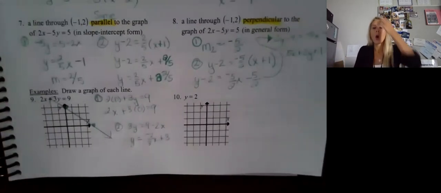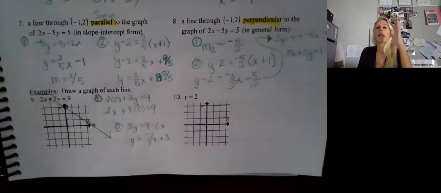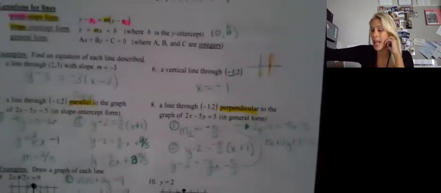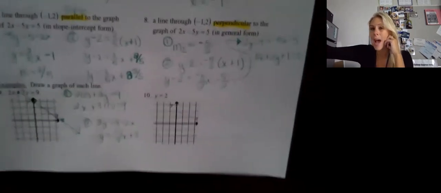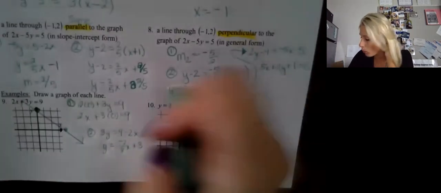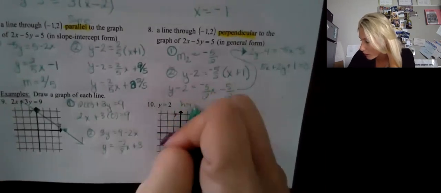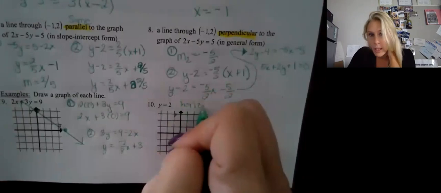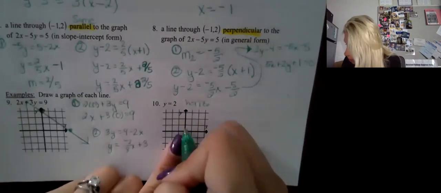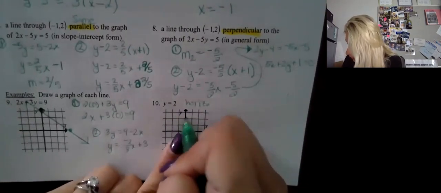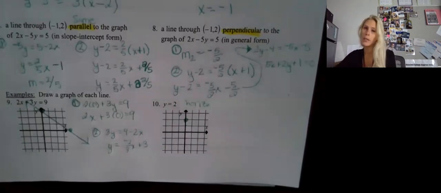Okay, next one, y equals 2. Okay, above, we did x equals -1, and that one was vertical. So what we need to keep in mind is when it's y equals a number, it's a horizontal line. Okay, so all we have to do is find out where y is 2, and then we know it is horizontal.